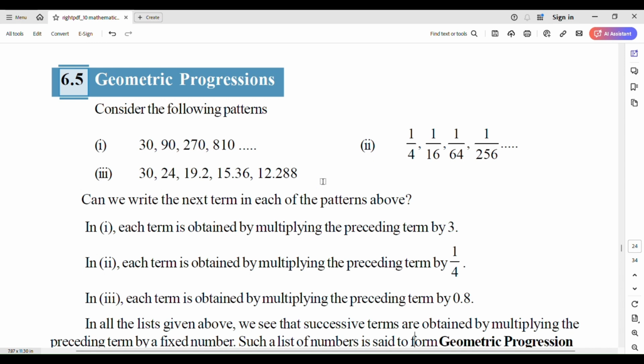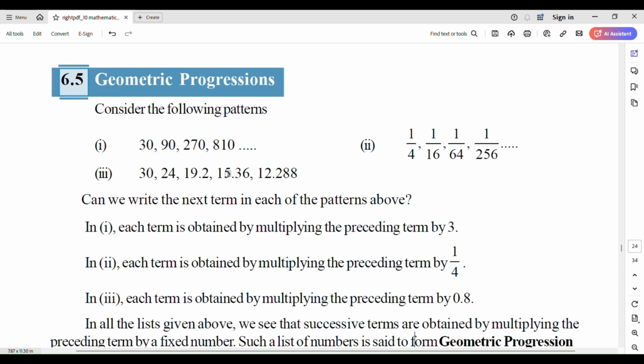Let's see the pattern first. If you see here, 30 is multiplied by 3, 90 is multiplied by 3, and 270 is multiplied by 3. So the next one should be 810 multiplied by 3. And here 1 by 4, it is divided by 1 by 4, divided by 1 by 4, divided by 1 by 4 again. So you will get 1 by 256 into 1 by 4, that is 1 by 1024, as the next term.